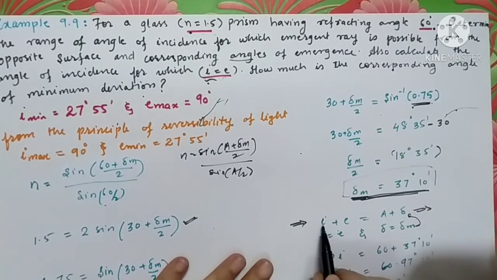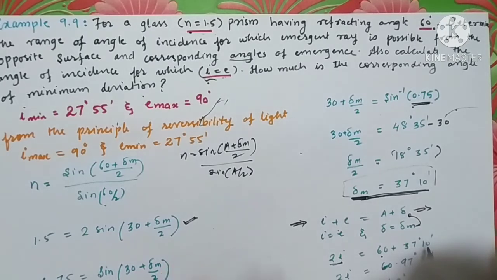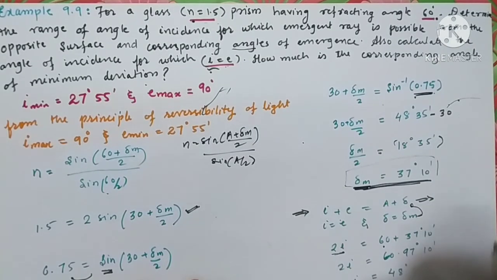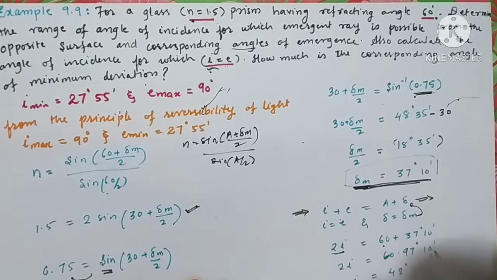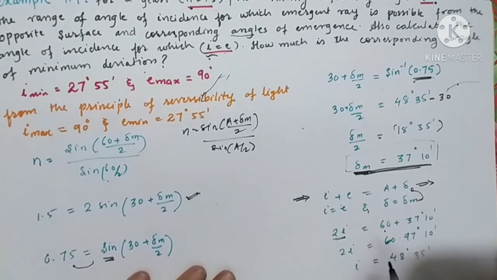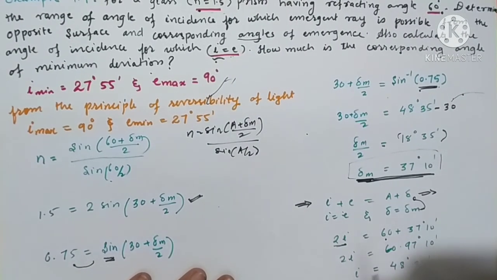You will get I plus I, which becomes 2I, is equal to A, which is 60 degree, plus delta as delta m, so 37 degree 10 minutes. So 60 degree plus 37 degree 10 minutes becomes 97 degree 10 minutes, which is equal to 2I. Then calculate the value of I. When you divide this 97 degree 10 minutes by 2, you get 48 degree 35 minutes.